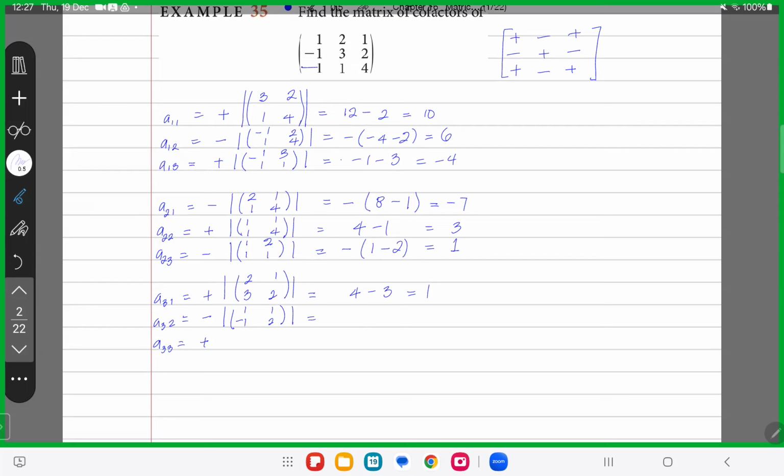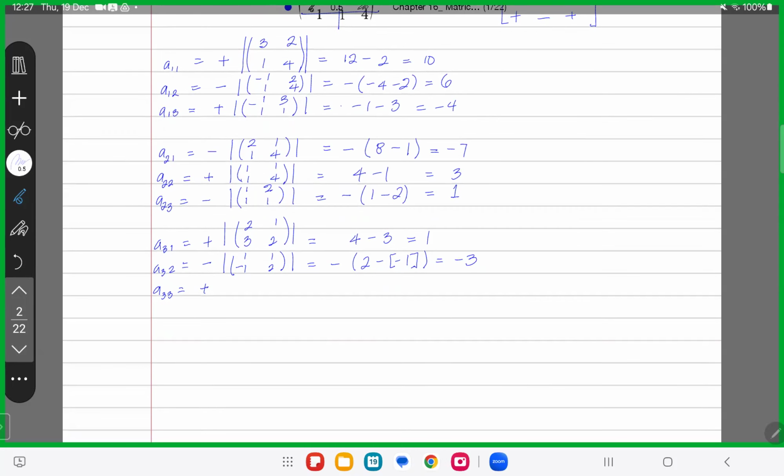So ignoring this and this, we're finding the determinant of the matrix 1, minus 1, 1, 2. The sign convention is negative. So this is 2 minus 1. Inside the bracket is 3. This is minus 3.